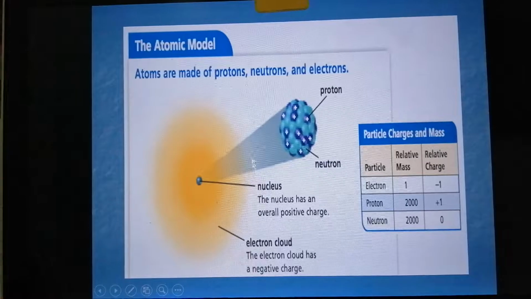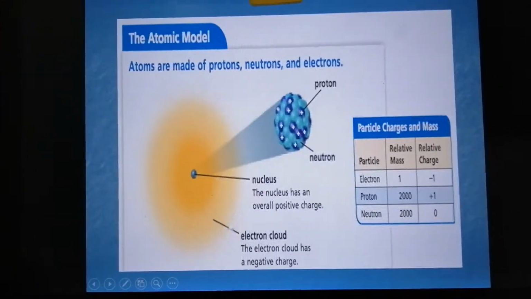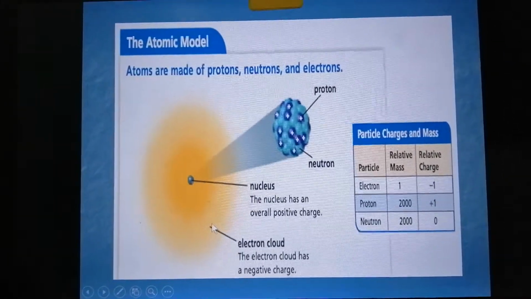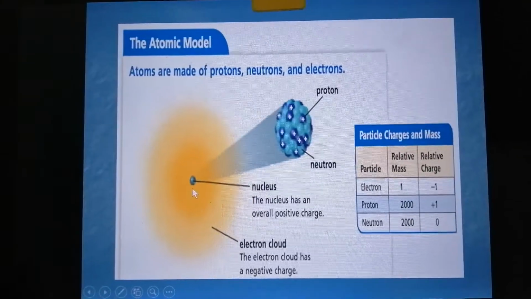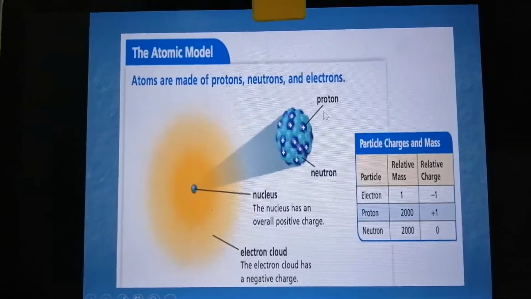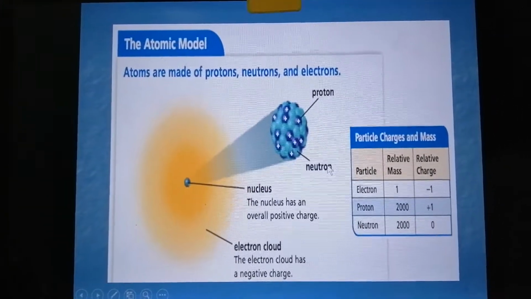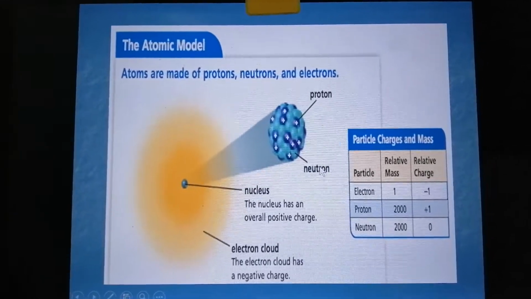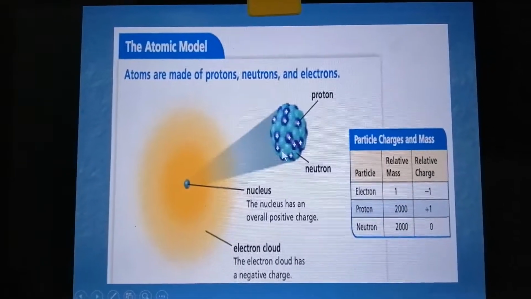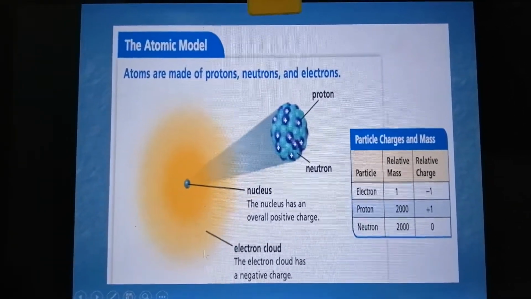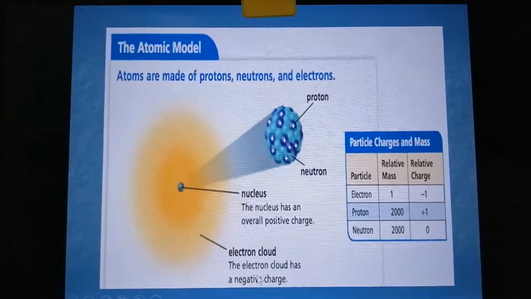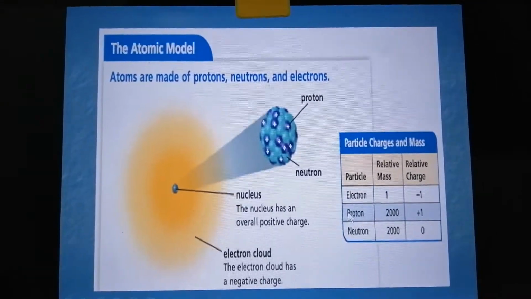Outside in this halo or empty space called the electron cloud, it has the negatively charged electrons. So inside the nucleus at the center, we have neutrons and protons. Neutrons are neutral with no charge. Protons are positively charged. Outside in the empty space, the electron cloud, I have negatively charged particles called electrons.